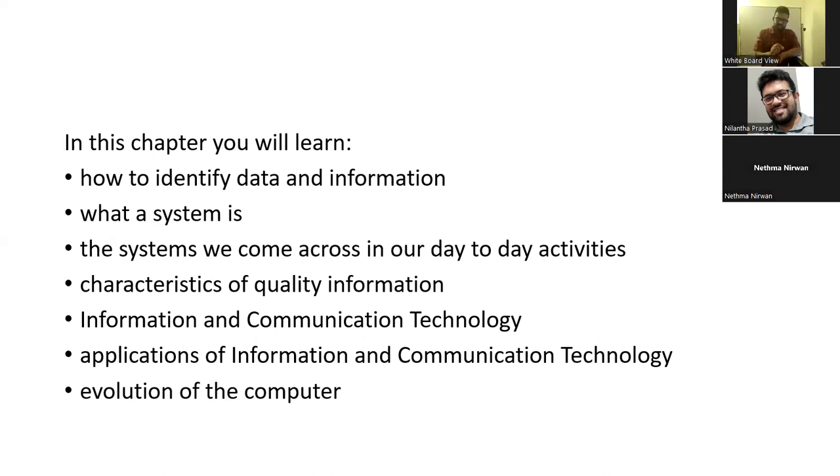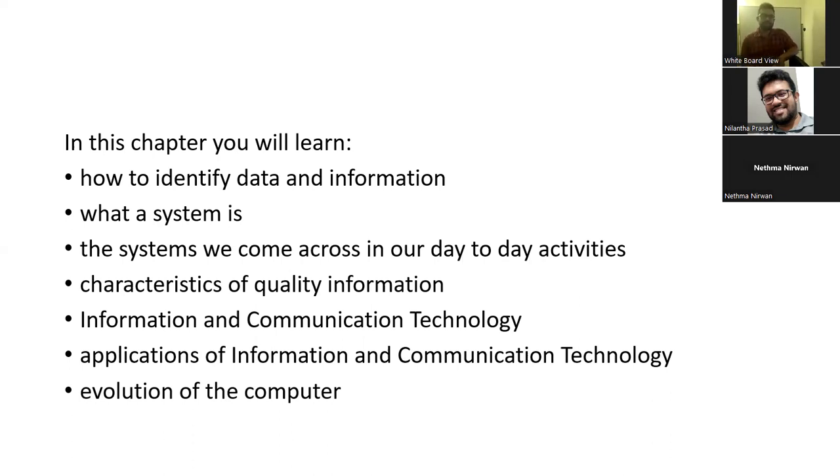If it has those characteristics, then we say that the information is of better quality. Then we come to information and communication technology. We are going to define it. When the web and everything comes together, it becomes communication. Then we come to applications of information and communication technology. Where do we apply it? How do we use it in different places? And then we come to the evolution of computers.